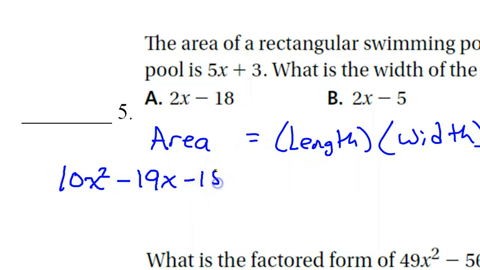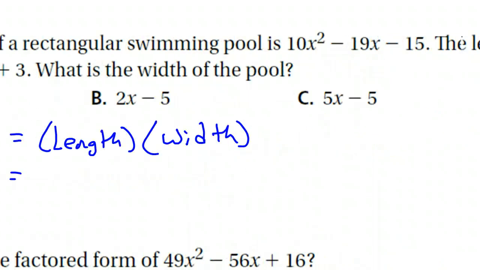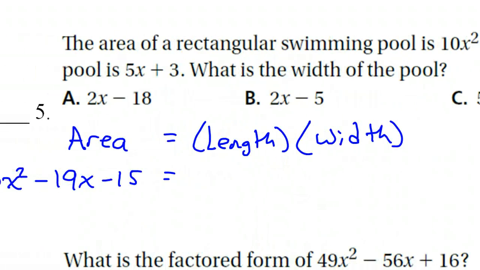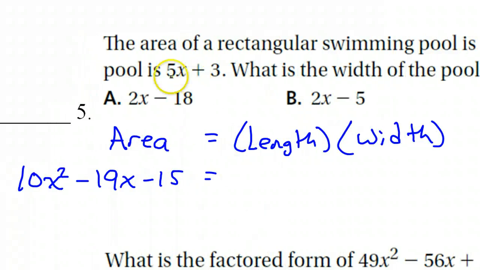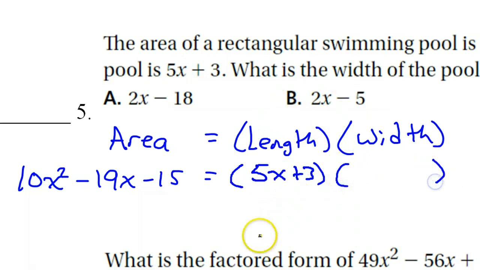What was it, minus 15? So it was. They also gave us that the length is 5x plus 3. So the length is 5x plus 3. Alright, what is the width of the pool? I'm hoping you can see this is just a factoring job. If we take this and factor it, then we will have the width right here.